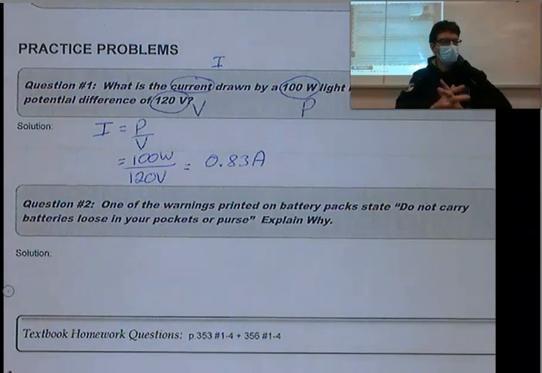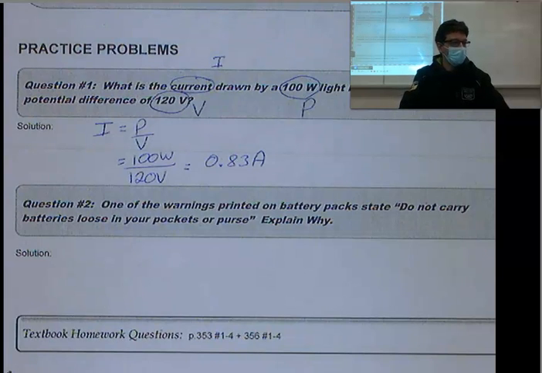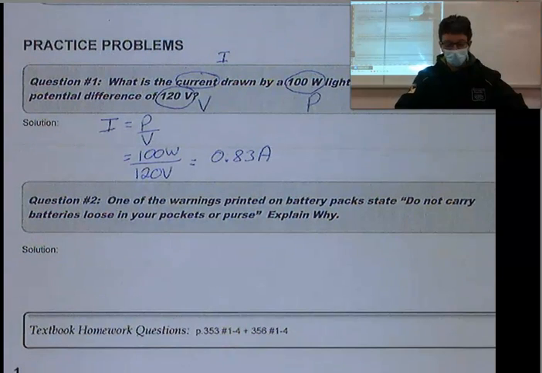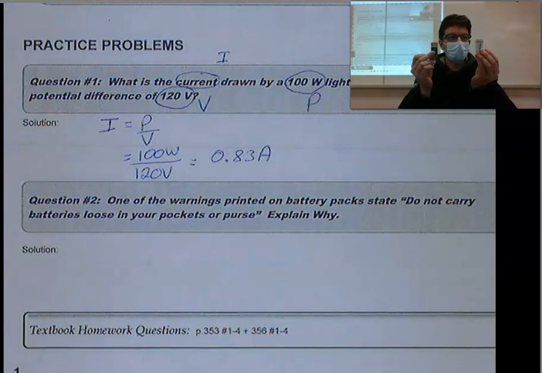Now, it says one of the warnings printed on battery packs state, do not carry batteries loose in your pockets or purse. Let me explain why. Alright, here's why. So, you have two batteries. Okay, this is the rarely seen C battery, although I used to see it all the time when I was a kid. Now, not so much. And a 9-volt battery. But you can imagine this being a AA, it doesn't matter.